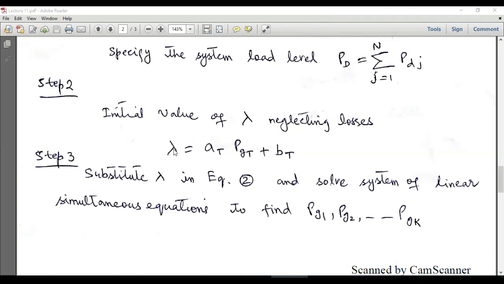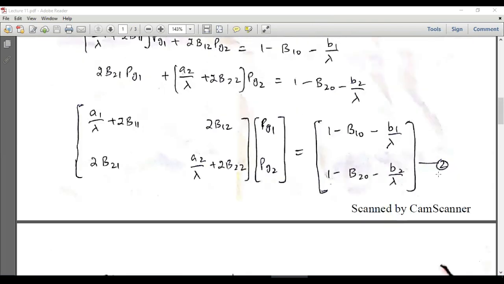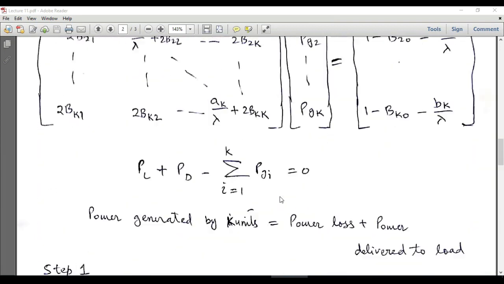Now we have to substitute this value of lambda in equation 2 and then solve the system of linear simultaneous equations to find Pg1, Pg2 up to Pgk. Here you can see this is our equation number 2, and we will substitute that value of lambda over here. All other coefficients are known to us, so Pg1 and Pg2 can be calculated.